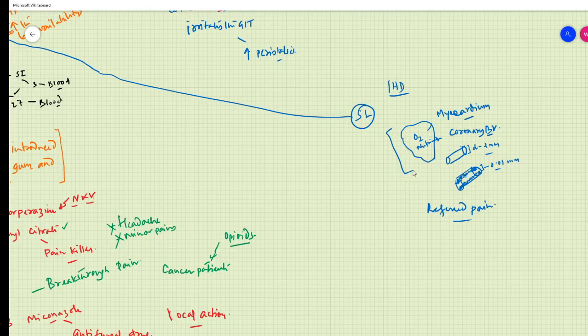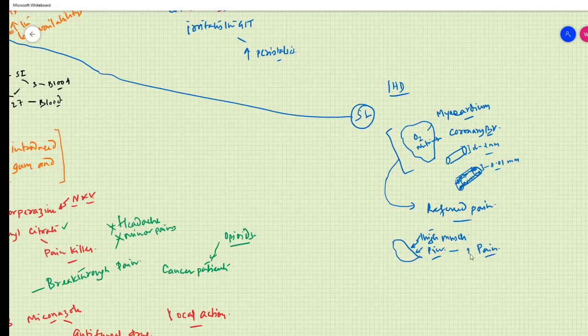This heart is a visceral organ. What are visceral organs? Visceral organs are organs which are present within the body cavity. So visceral pain is a referred pain. If it is a skeletal muscle, suppose this is your thigh muscle, and somehow you sit on a seat and there is a pin, and that pin injures your thigh, immediately you will feel pain.